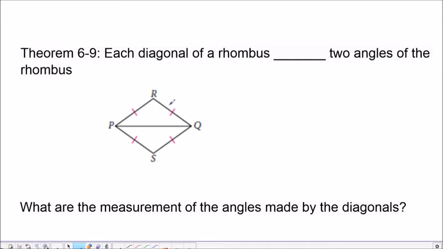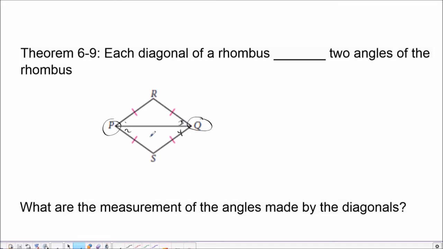Okay, so I've drawn in one diagonal here, P to Q, and what we want to know is what that does to angle Q and to angle P. And so that breaks it up into two sides. I'm going to call that 1 and 2. Based on what you see, do you think those angles are the same or different? It should be pretty clear that those angles are the same. 1, 2, in fact, 3 and 4 are the same as well.